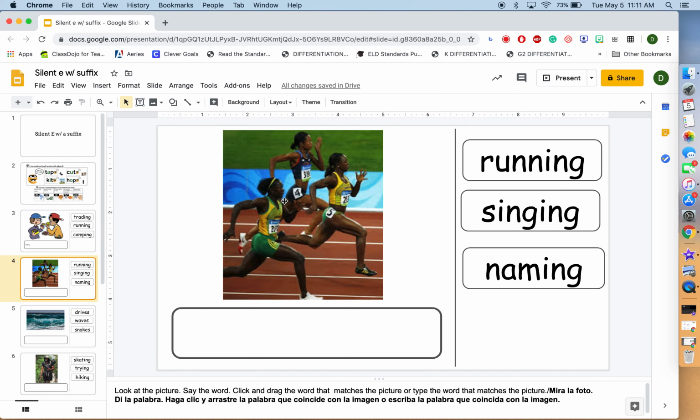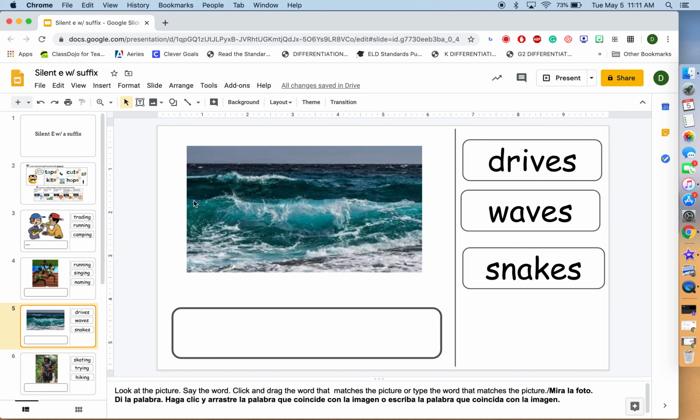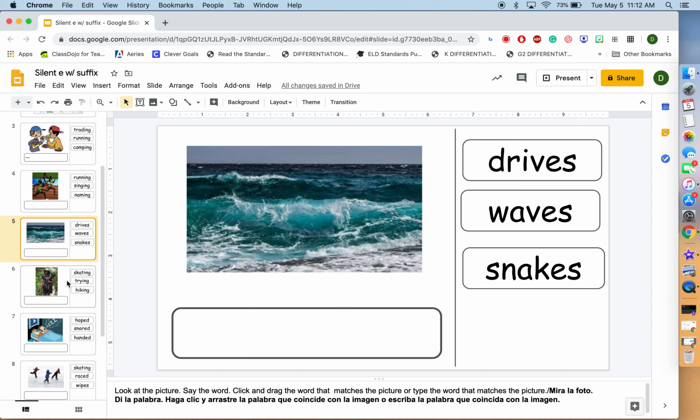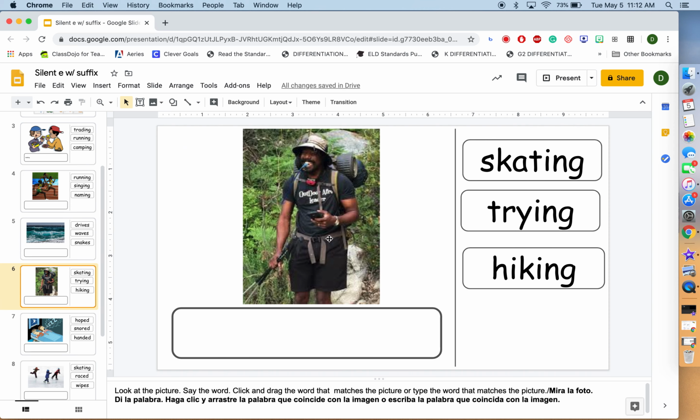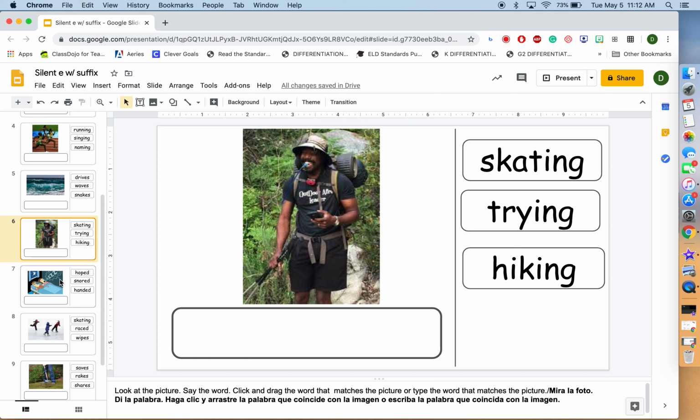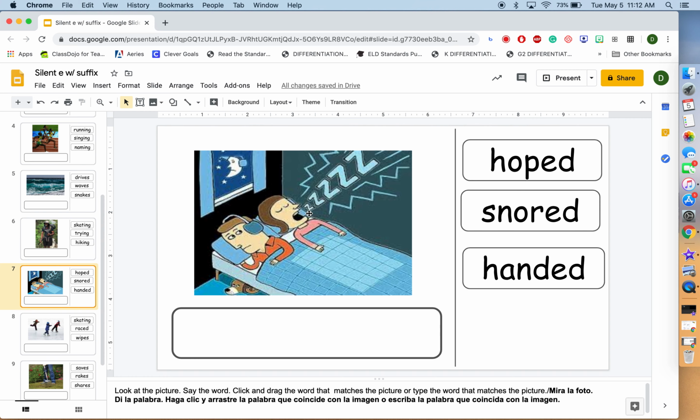And these people are running. These women are running track. This picture is of waves, the ocean waves. This lovely human is hiking. He's taking a hike. This picture is of snoring. This one's really funny to me. Look at, even the moon is like, girl, if you don't stop with the snoring. This is snore or snored or snoring or snores. I don't know, but she's snoring.